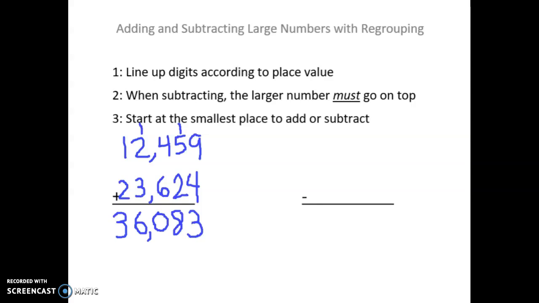Next, let's look at a subtraction problem. We're going to use the same steps when subtracting, but we need to remember that when subtracting, the larger number must go on top when we're stacking them. So we're going to subtract the numbers 1,455 and the number 12,629. Well, I know that 12,000 is greater than 1,000, so I must put my greater number on top.